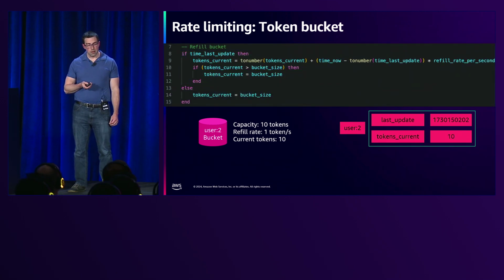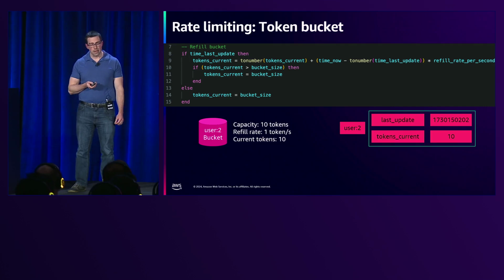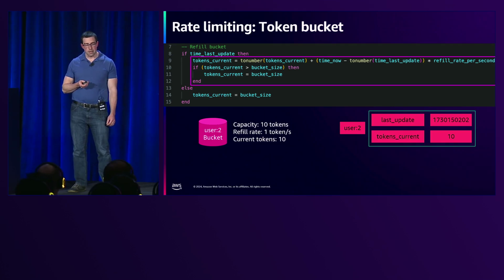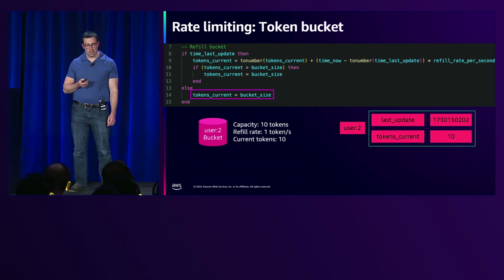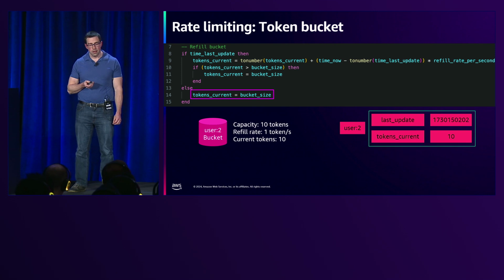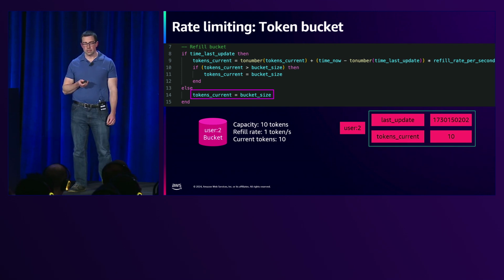We then have to go through the function to refill the bucket. So if it already exists, we'll calculate the number of tokens to add to the bucket based on the difference of the last refill time and our current time. And we'll cap it to bucket size if we have more than that. Otherwise, if it's the first time that we've made the call, then we start out with the bucket size tokens.